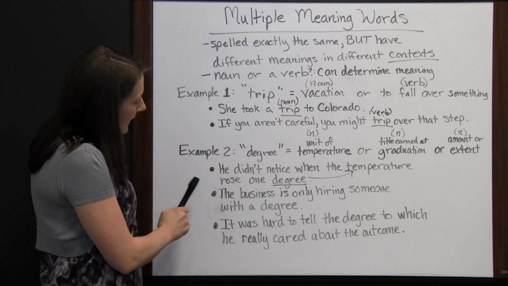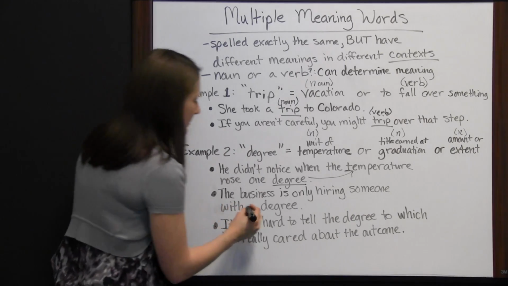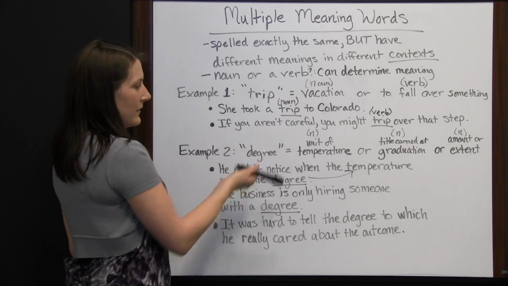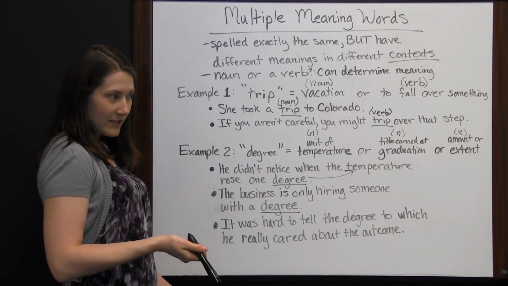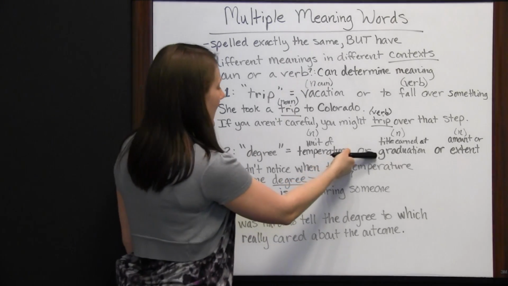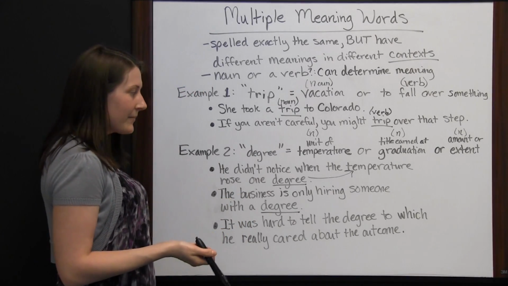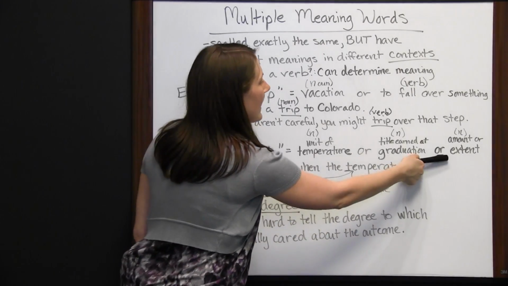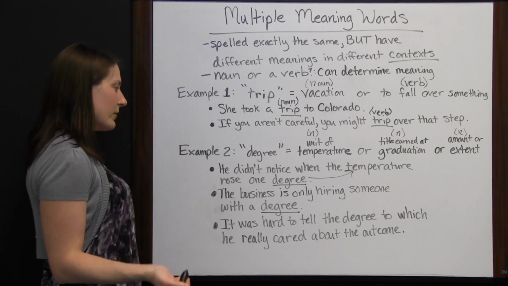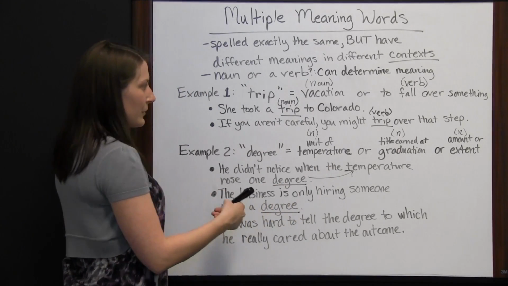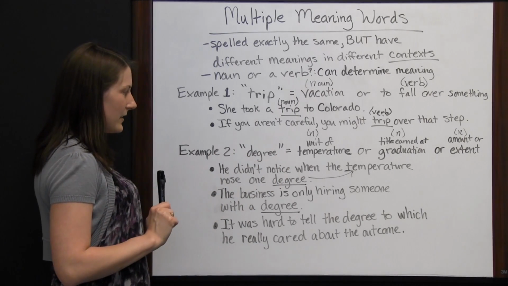Our next one: the business is only hiring someone with a degree. So are they hiring someone with a unit of temperature? Everyone has a temperature of something. Are they hiring only people that have earned a title through graduating? Or are they only hiring people with an amount or extent? And that one didn't really go any further, so it wouldn't be the amount or extent of something.